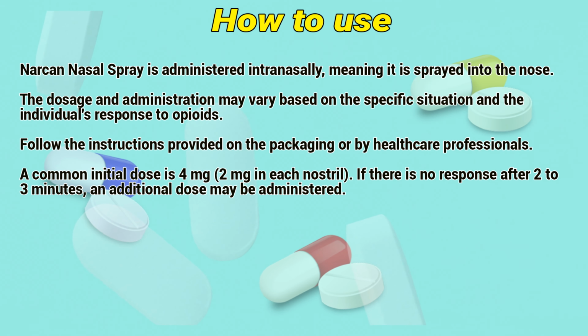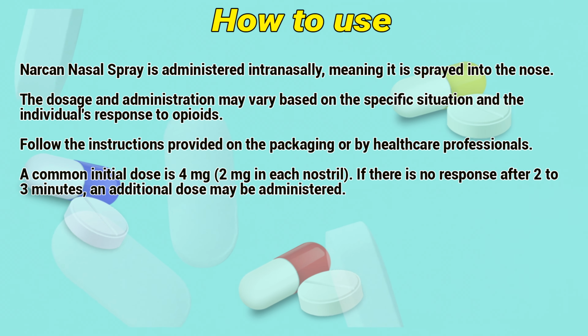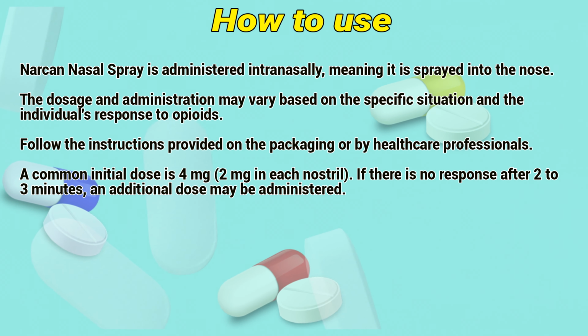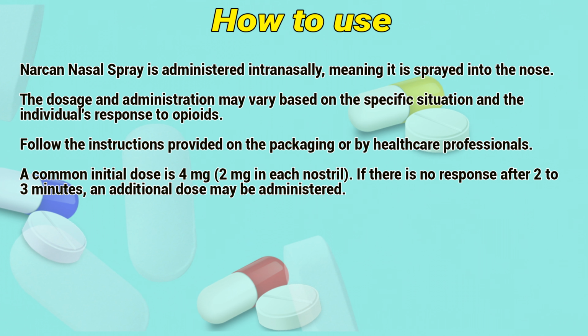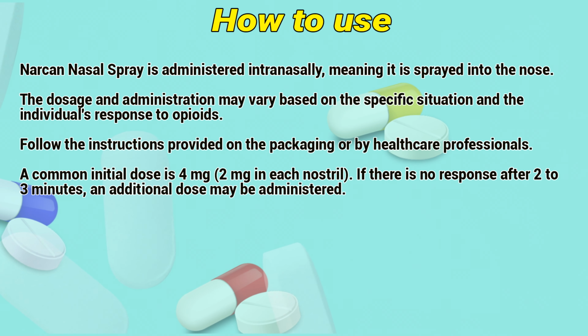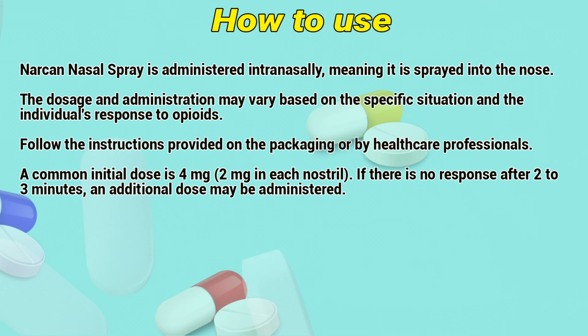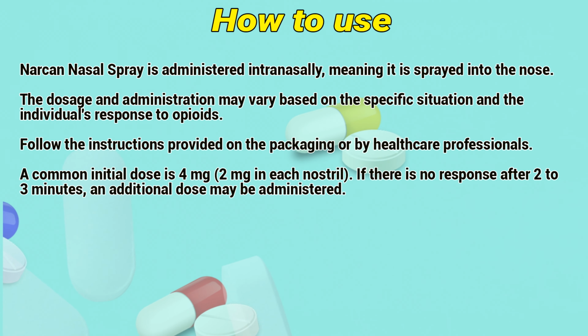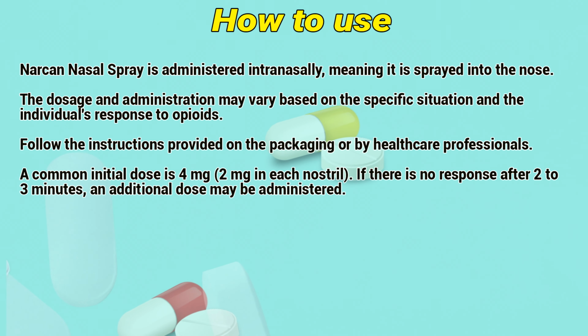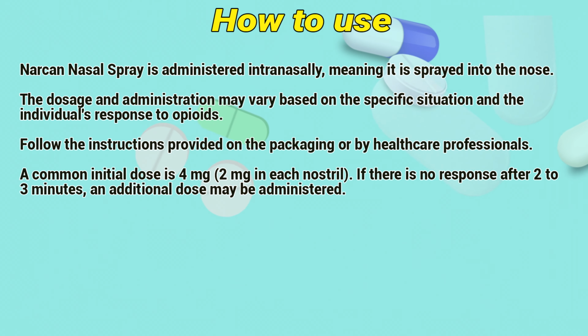How to use: Narcan Nasal Spray is administered intranasally, meaning it is sprayed into the nose. The dosage and administration may vary based on the specific situation and the individual's response to opioids. Follow the instructions provided in the packaging or by healthcare professionals. A common initial dose is 4 mg, 2 mg in each nostril. If there is no response after 2 to 3 minutes, an additional dose may be administered.